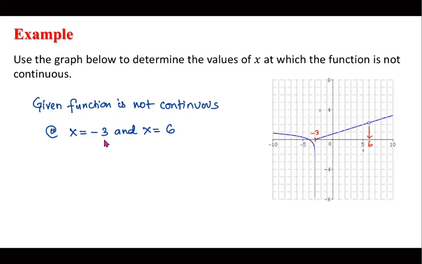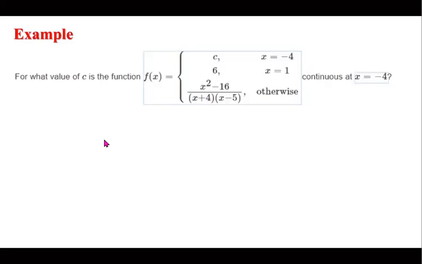Okay, let's analyze one more continuous function problem. In this case, the graph will not be given. So like this one. For what value of c, we have to determine the value of c. What value of c is the function f of x equal to this one, continuous at -4?